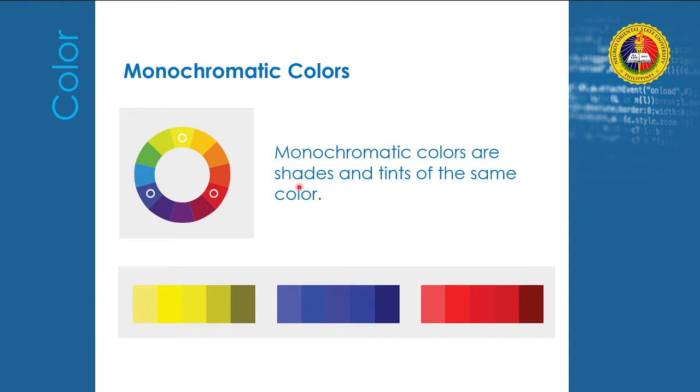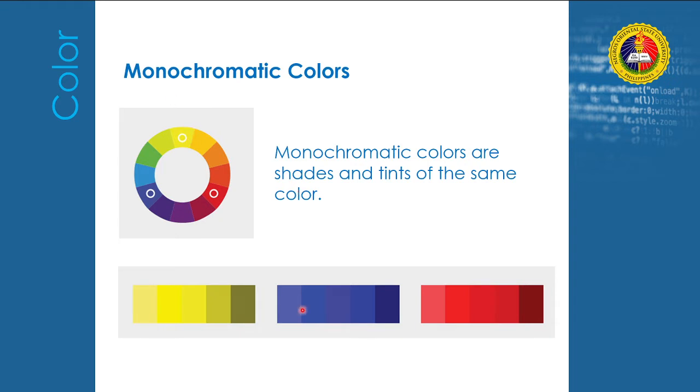This is what I'm talking about. Let's say for example, a yellow. So when we say what are the monochromatic colors of yellow? Obviously we have light yellow to dark yellow. Okay, get it? So when we say monochromatic, from the prefix mono, that means one. One color but different shades and tints.